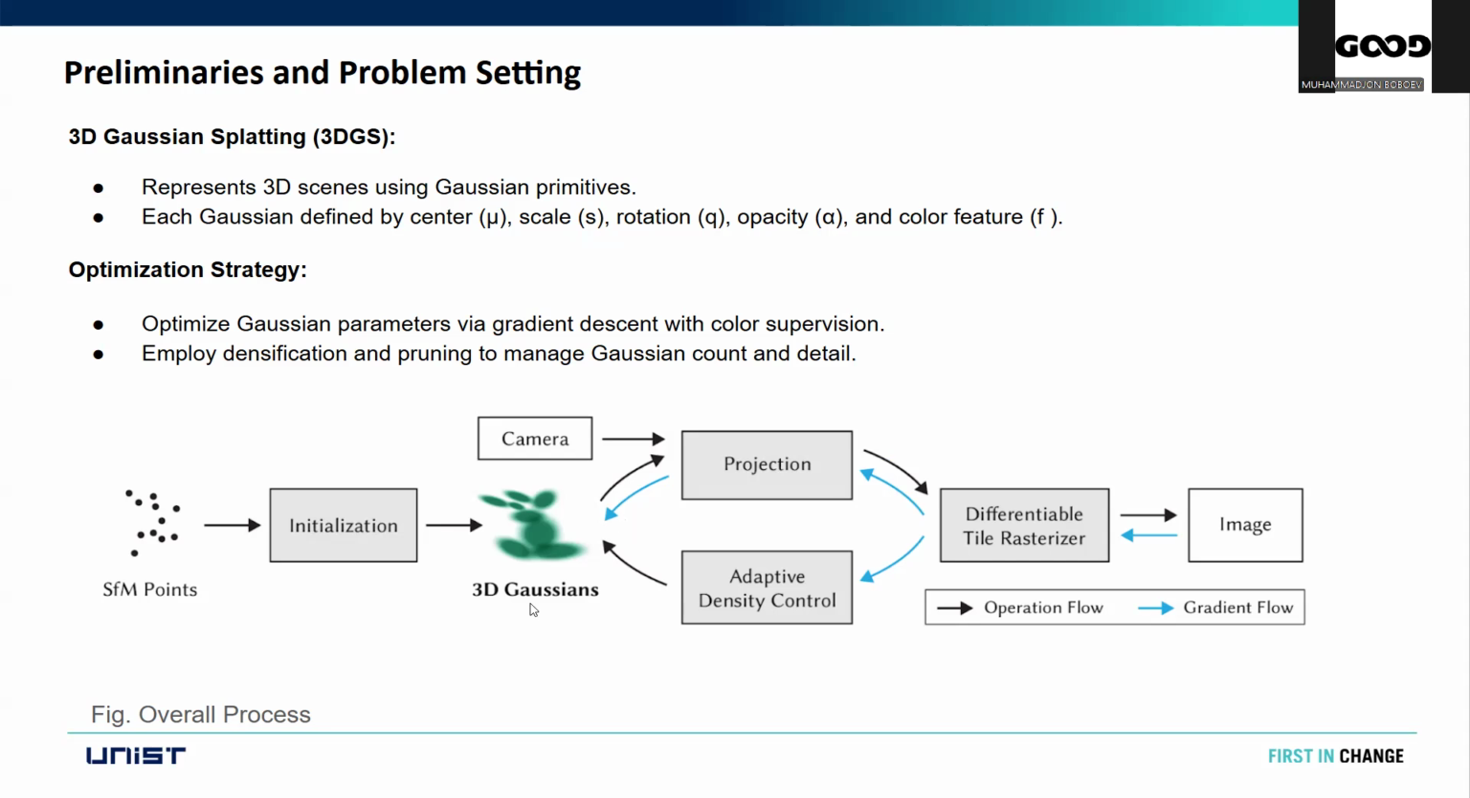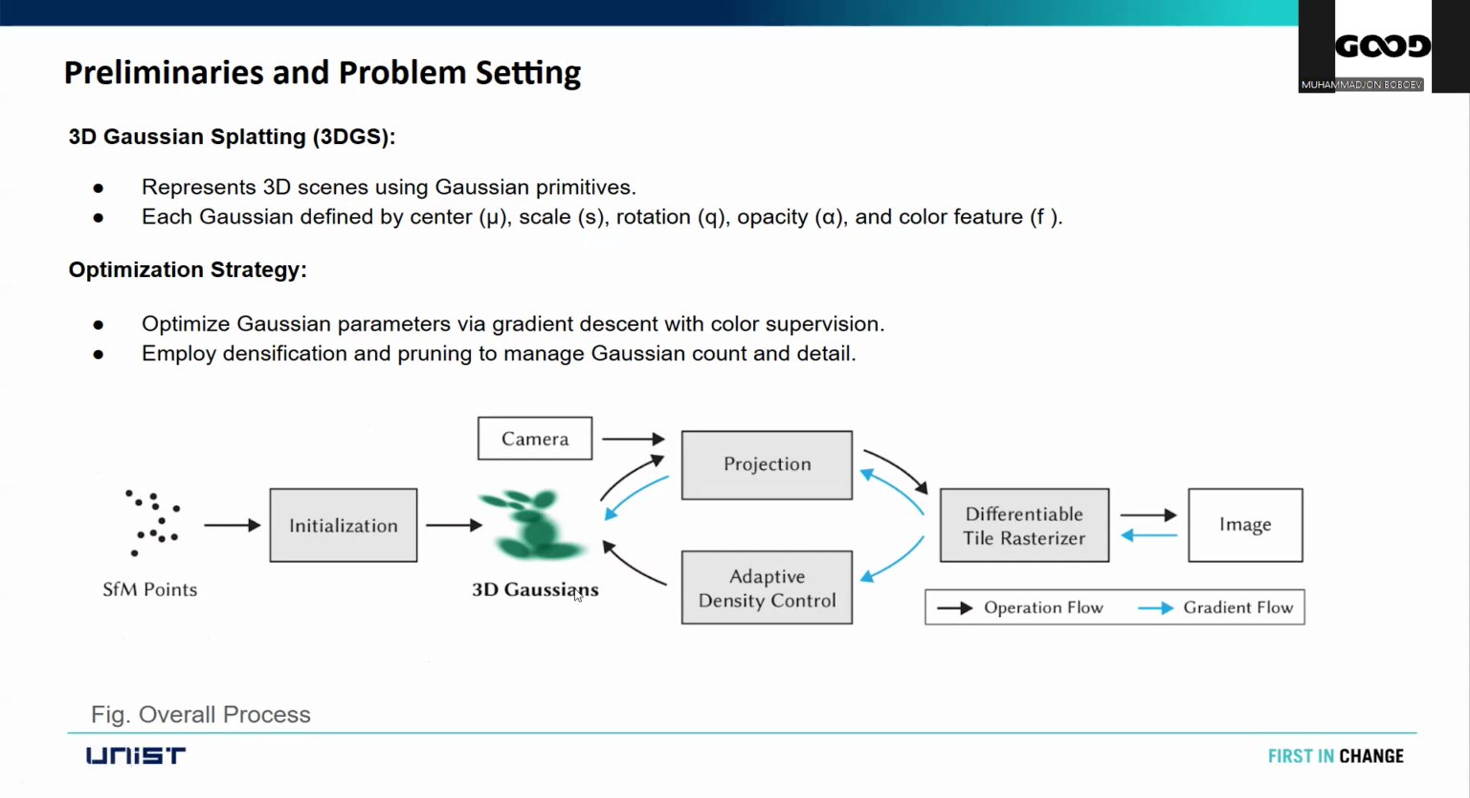So let's look at the overall process here. First, given any kind of image, they use structure-from-motion points. We can use, for example, the open-source method COLMAP, in order to get a rough point cloud of the given images. And we initialize the Gaussian primitives using these structure-from-motion points.